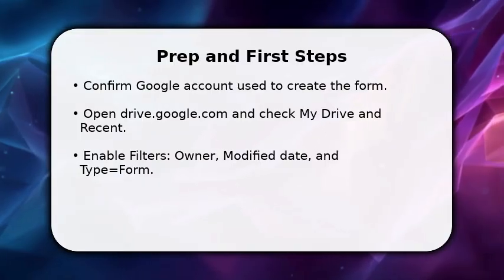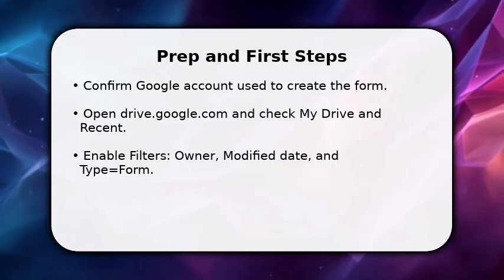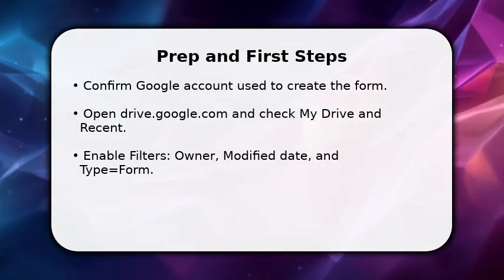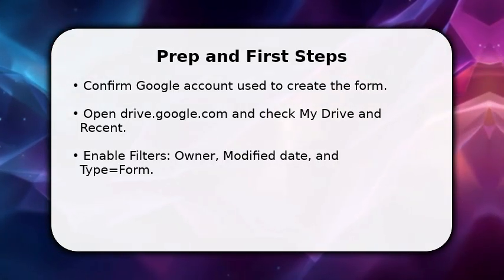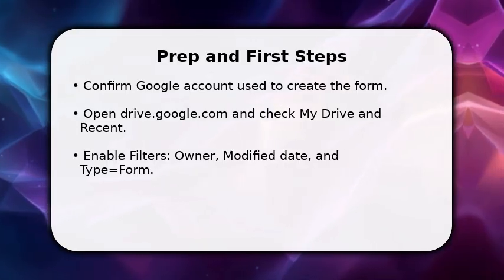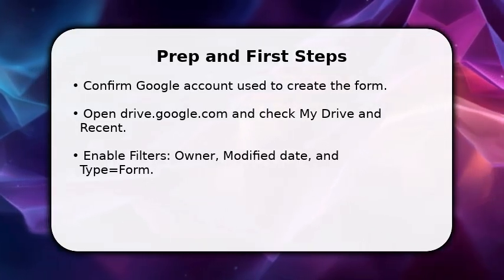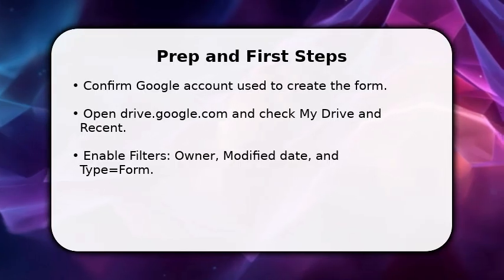You start by confirming which Google account created or last edited the form, because ownership determines visibility. Once signed in, go straight to Google Drive and open My Drive, then click Recent to surface recent activity.